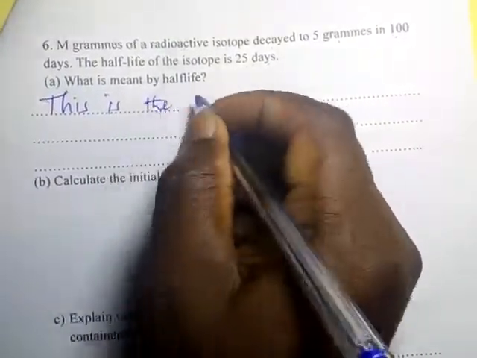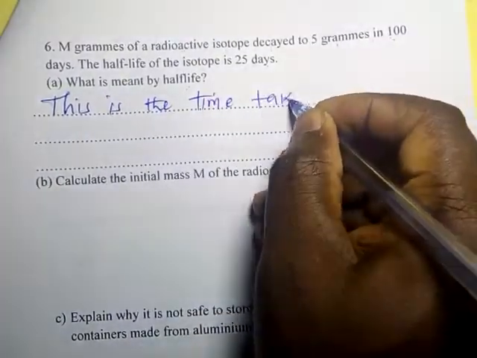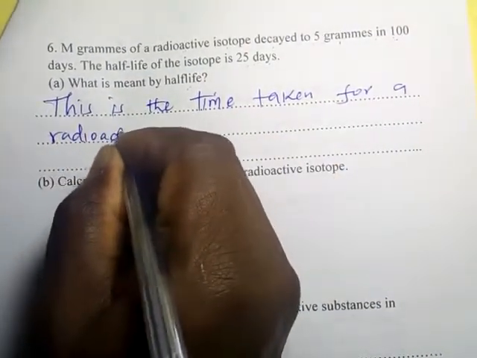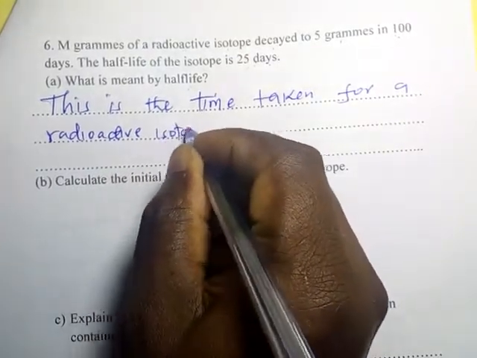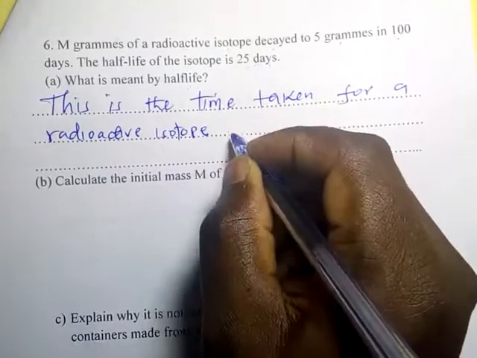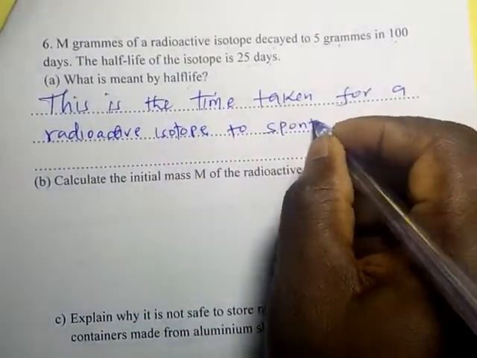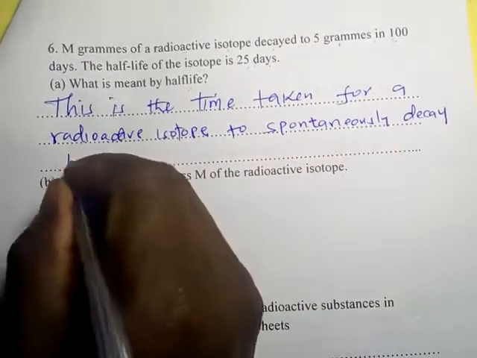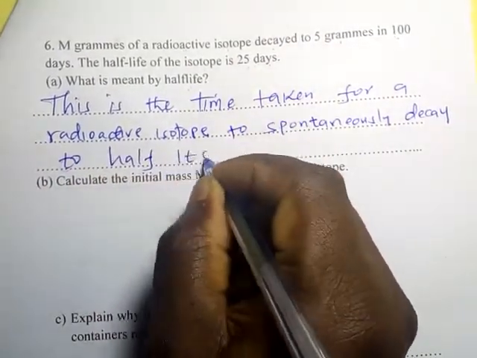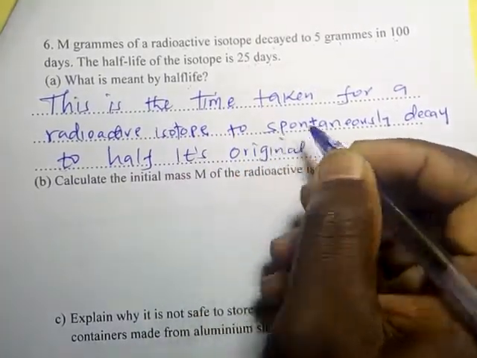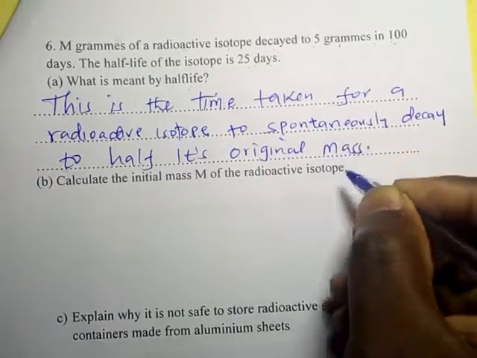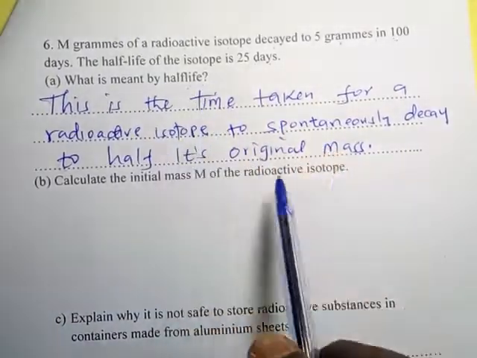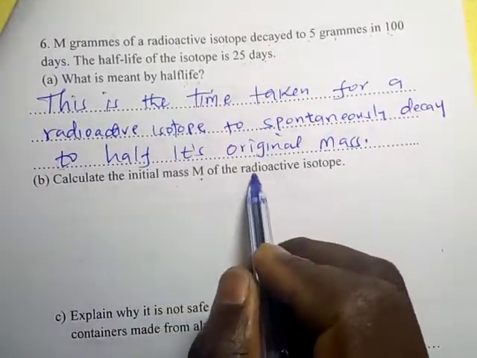This is the time taken for a radioactive isotope to spontaneously decay or disintegrate to half its original amount or mass, original mass. The time taken for a radioactive isotope to spontaneously decay to half its original mass is what is called a half-life. So calculate the initial mass of m of the radioisotope above.